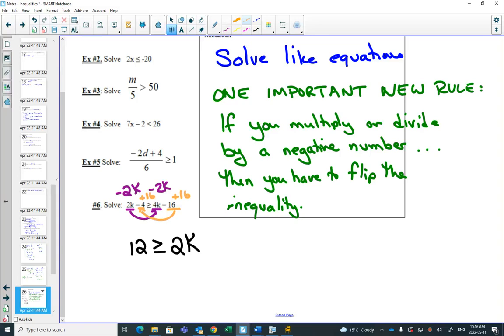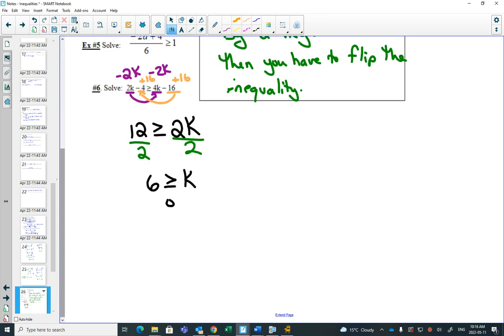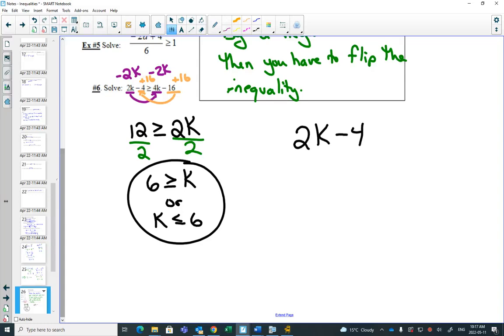I now have to divide by 2, and I will get 6 is greater than or equal to k, which, if you like to write it with the variable on the other side, then you have to say k is less than or equal to 6. And just for fun, look at what would happen because there are some people that always like their variable on the left side.